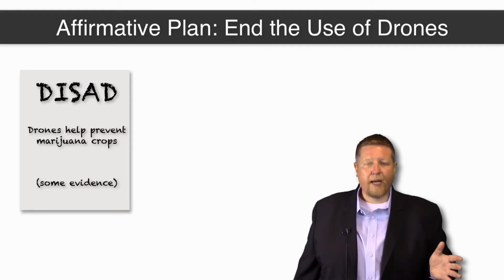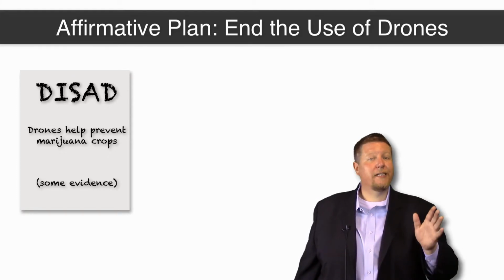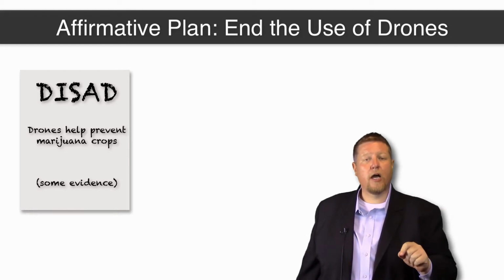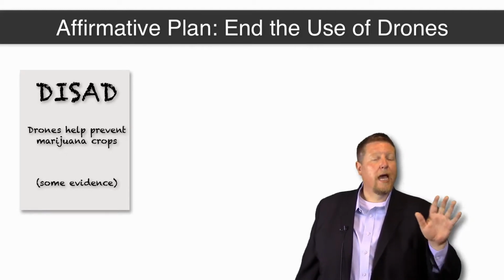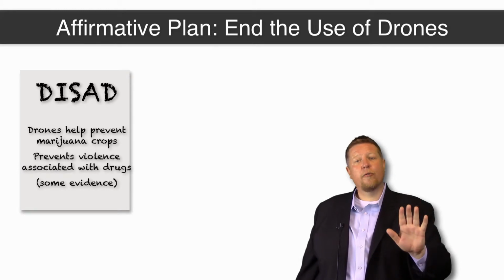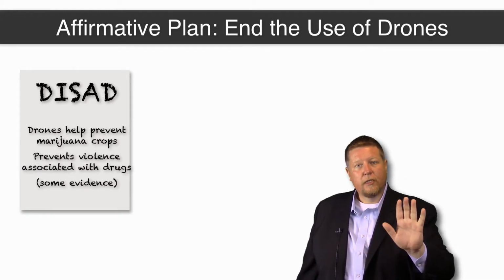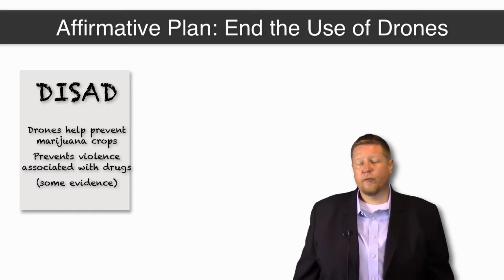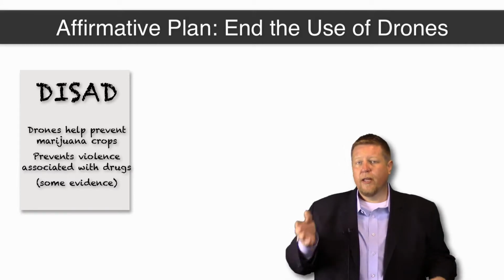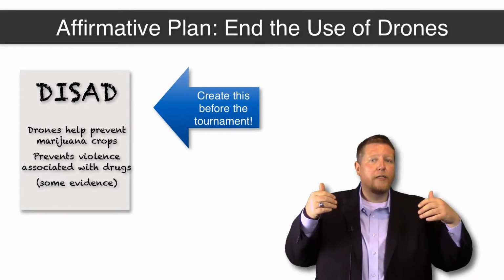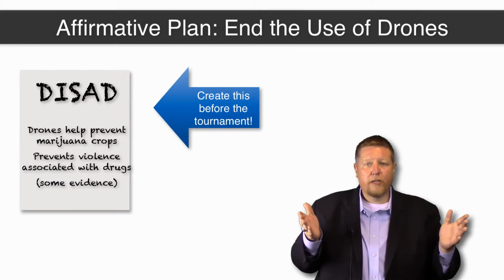You knew you'd be debating drones at some point, so you created a disadvantage that showed how drones are uniquely able to gather surveillance of illegal marijuana production. And without drones, the violence and criminal association with the illegal drug trade would skyrocket. You don't even need to know the exact details of the affirmative case to make this a disadvantage. They want to end drones, and you can show that drones are good, so you create the disadvantage before you even get to the tournament.